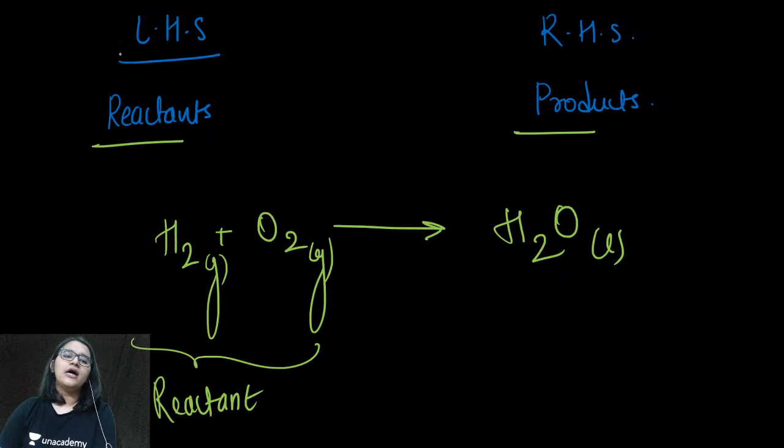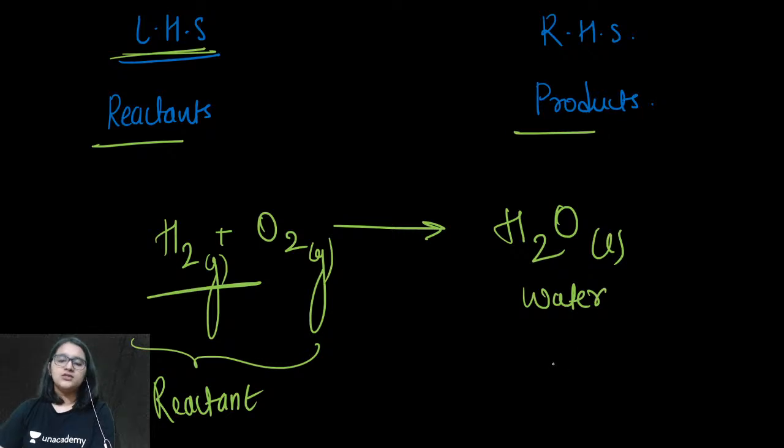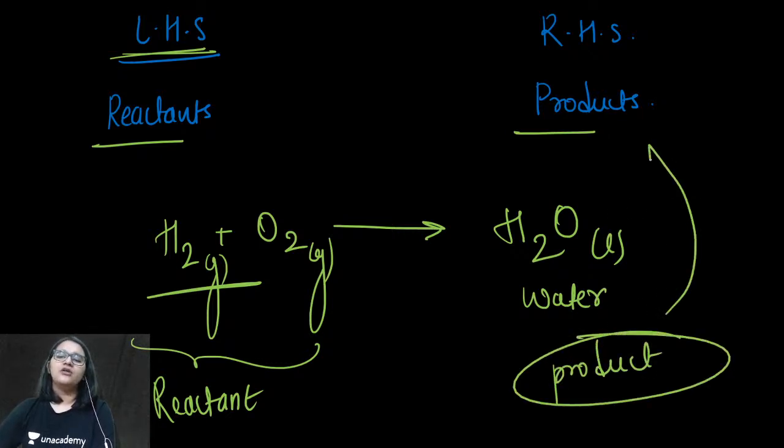So reactants are on the left hand side. Then we have the product. Product is something that we get after the reactants react with each other. They will mix with each other, and over here I get water. So this is my product. Clear? And it is written on the right hand side. What does the arrow signify over here? The arrow signifies that a reaction is happening here.